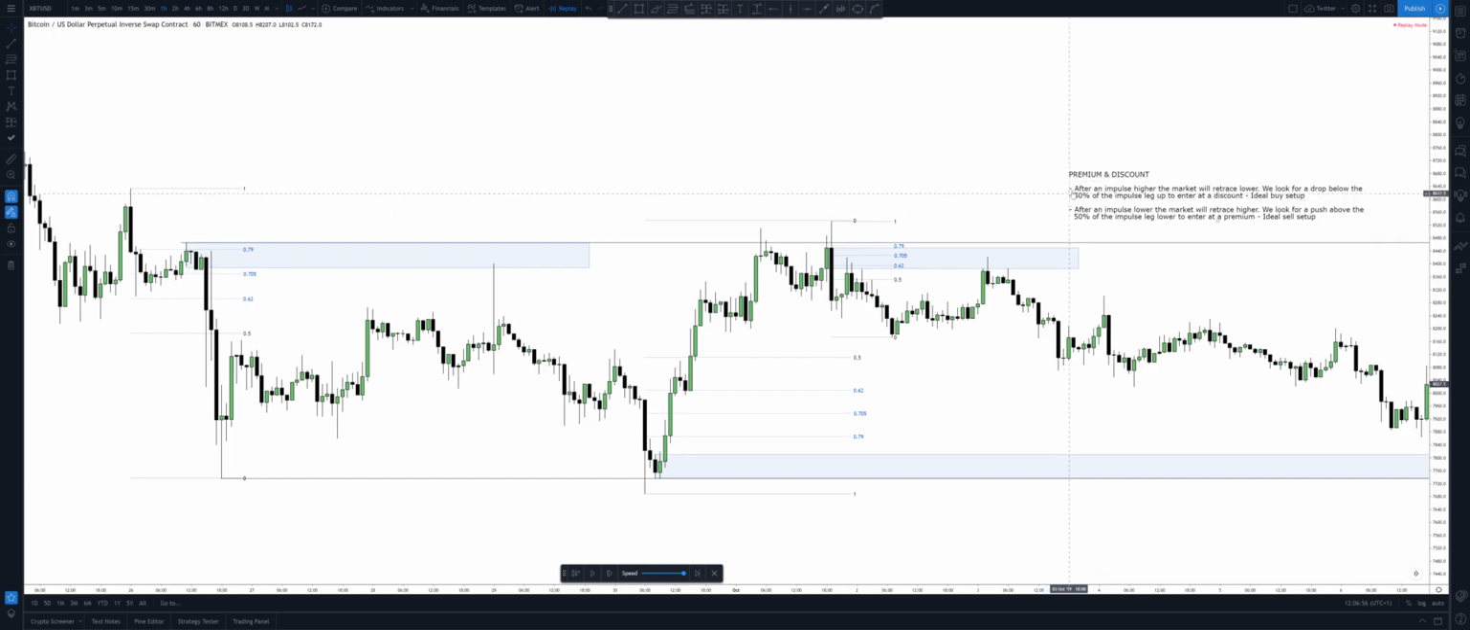So rule number one is after an impulse higher, the market will retrace lower. We look for a drop below the 50% of the impulsive leg up to enter at a discount. This is our ideal buy setup.